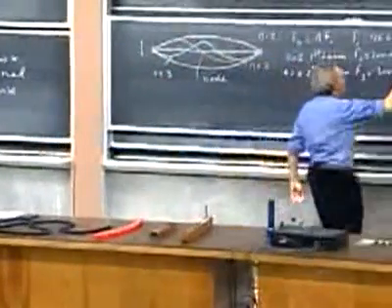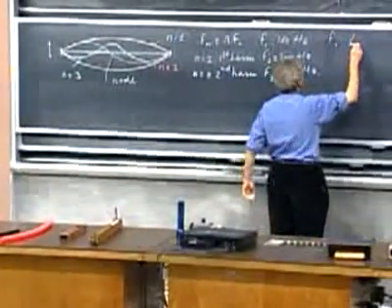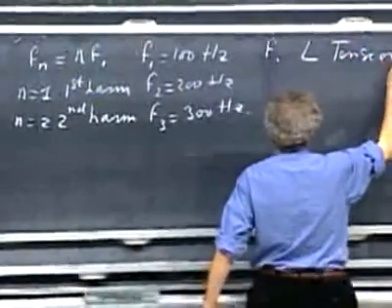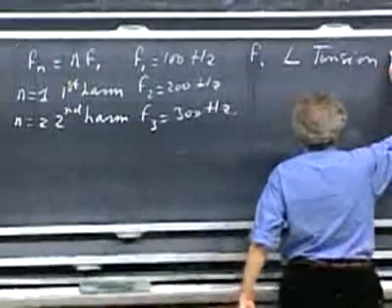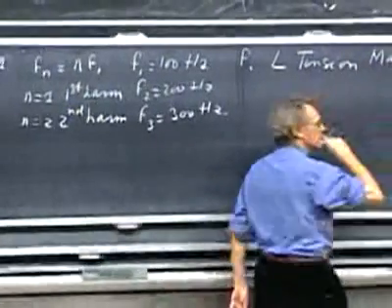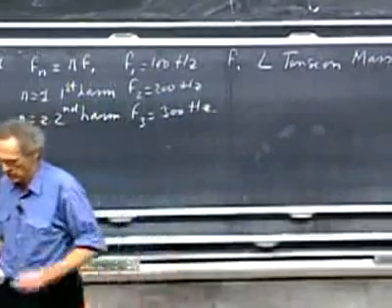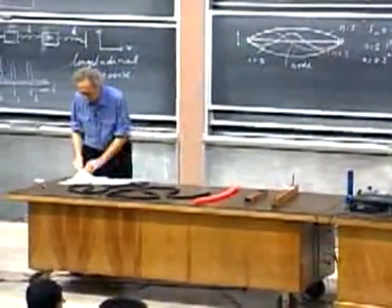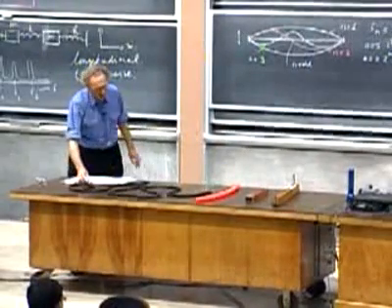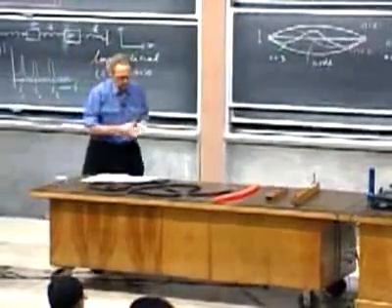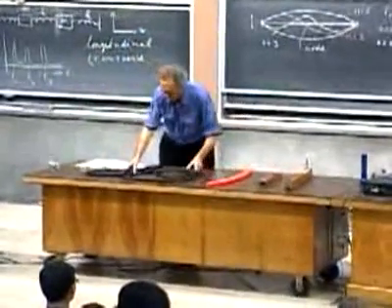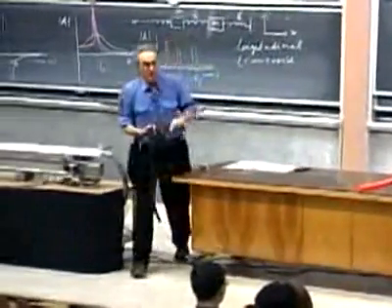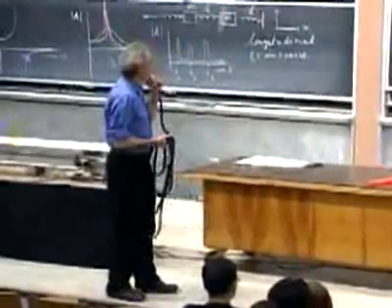F1 depends on the length of the string, on the tension. I will write tension, don't confuse this with period, and it depends on the mass of the string. Without going into the detail how the dependence is, these are the parameters that determine the first harmonic. I have here a very special violin string, or piano string, whatever you want to call this, and we can generate these resonance frequencies by searching for them.